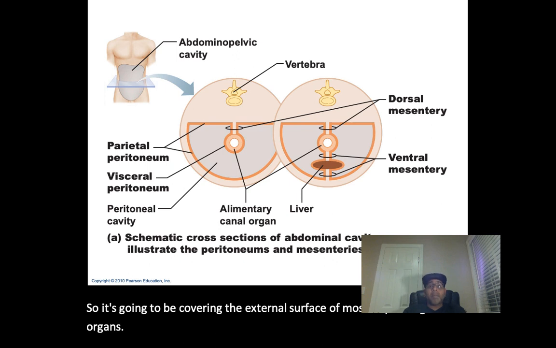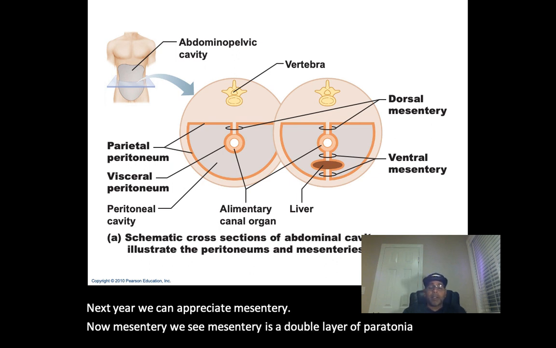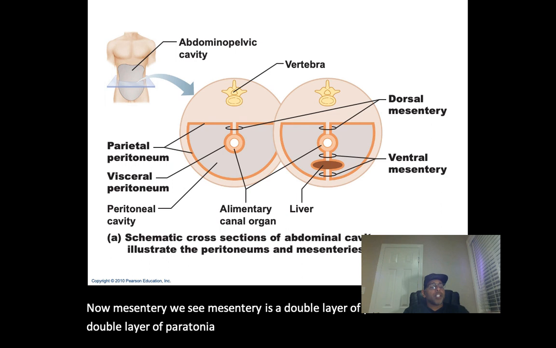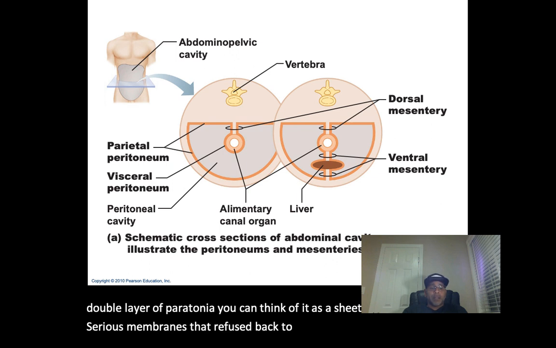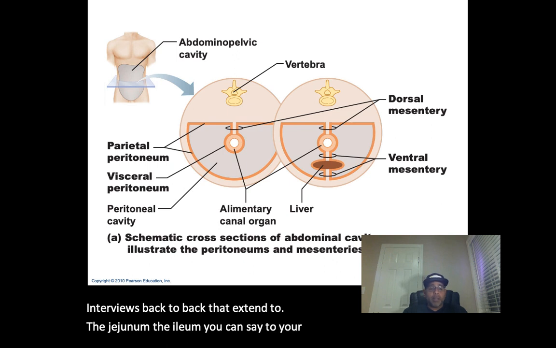Next here we can appreciate the mesentery. The mesentery is a double layer of peritoneum. You can think of it as a sheet of two serous membranes that are fused back to back, that extend to the jejunum, the ileum, or you can say to your digestive organs from the body wall.